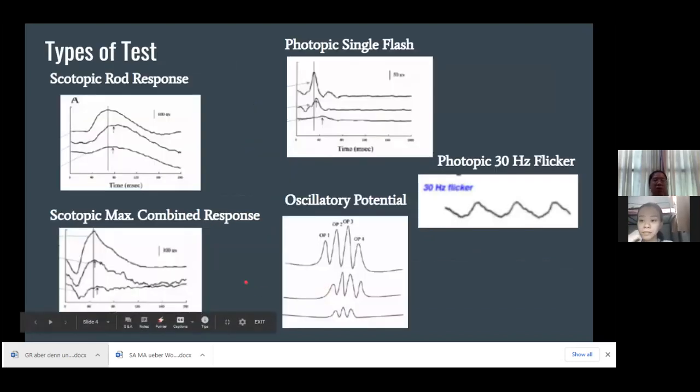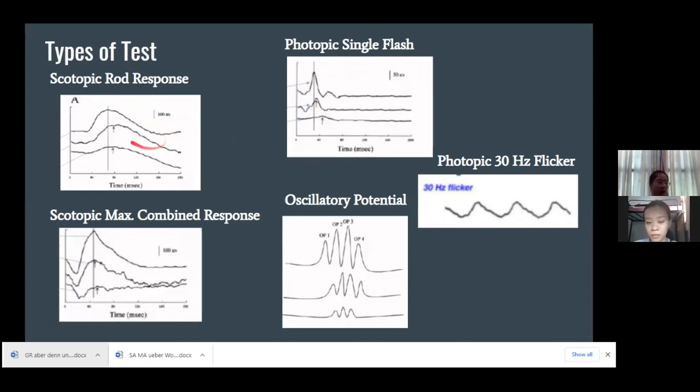So this test has its own protocol and procedures. There are two types of conditions for this test. First is the scotopic, and second is the photopic. For the scotopic, our eyes will be dark adapted. So before the test, after being given the eye drop, the patient will have to go into a dark room so that the eye could be dark adapted.